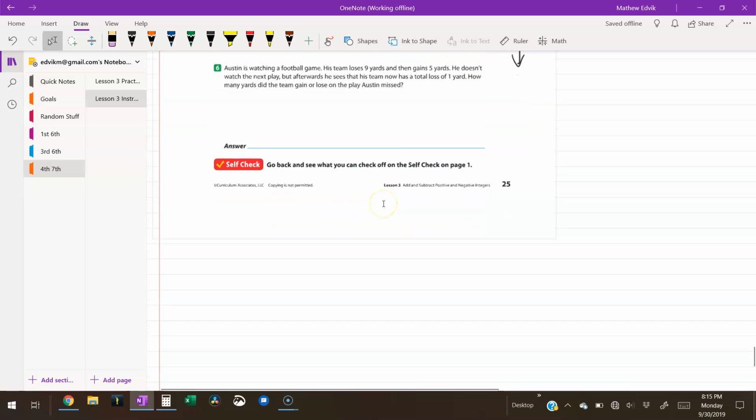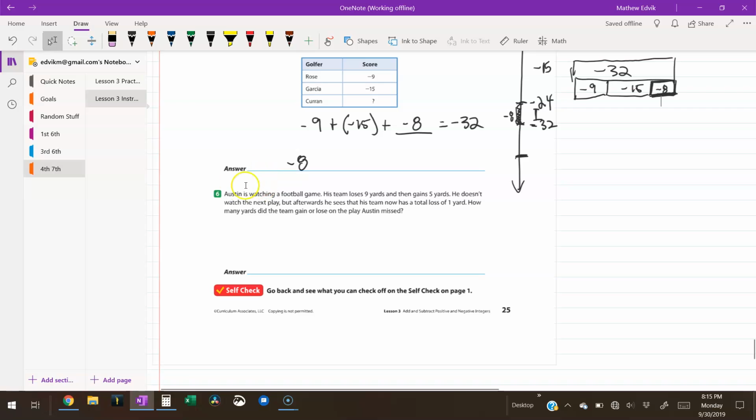Okay, our last question for today. Austin is watching a football game. His team loses 9 yards and then gains 5 yards. He doesn't watch the next play, but afterwards he sees his team now has a total loss of 1 yard. How many yards did the team gain or lose on the play Austin missed?